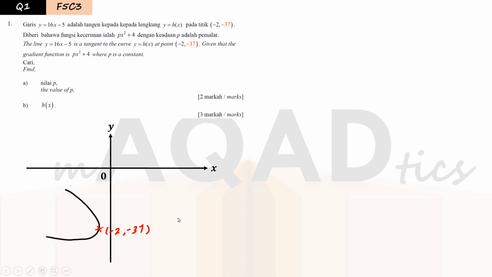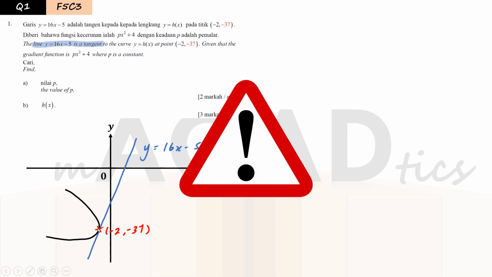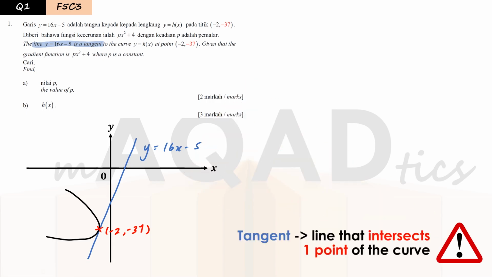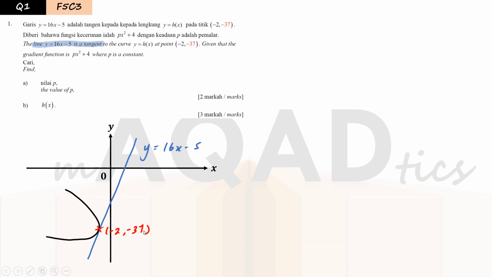Alright, and it also gives us a line which is actually the tangent to this curve. So recall back, tangent is the line where it intersects the curve only at one point. For here, this blue line intersects this curve at this one point only, which is -2, -37. And another thing it is given is the gradient function of this curve, which is this value.